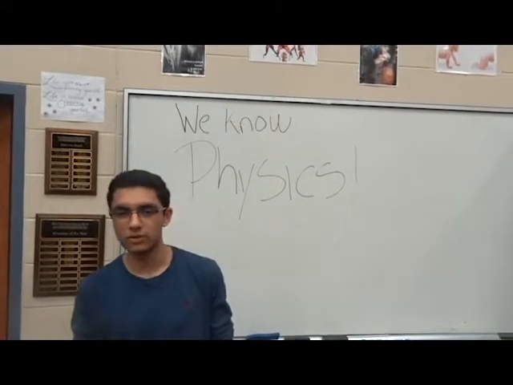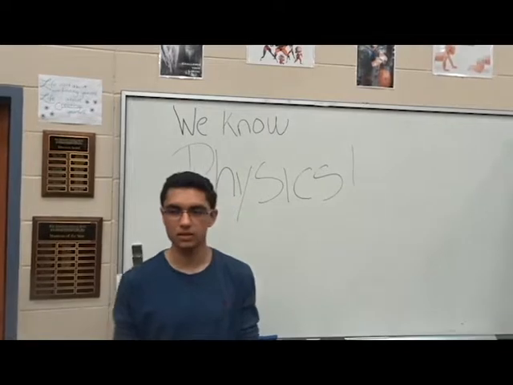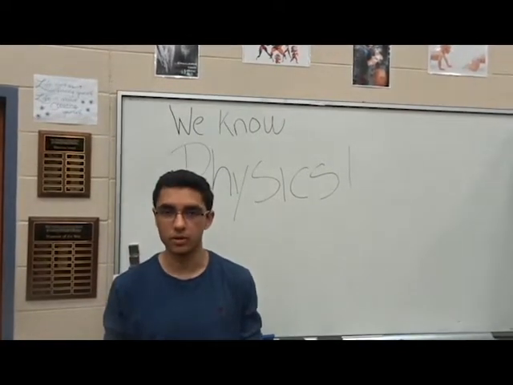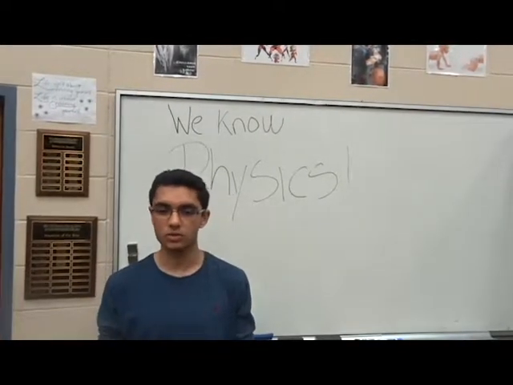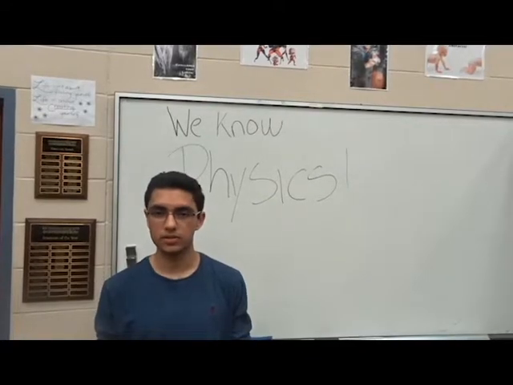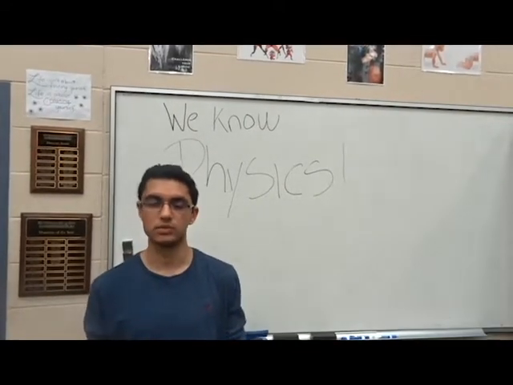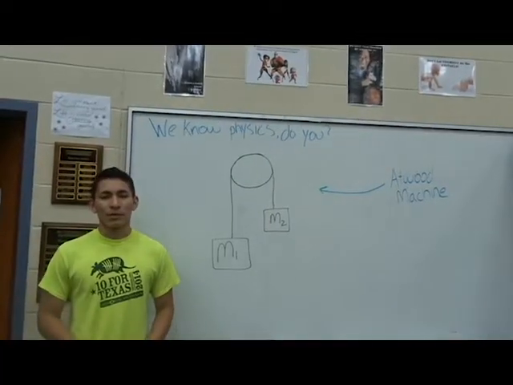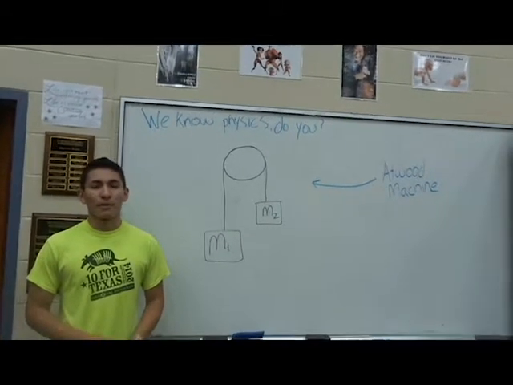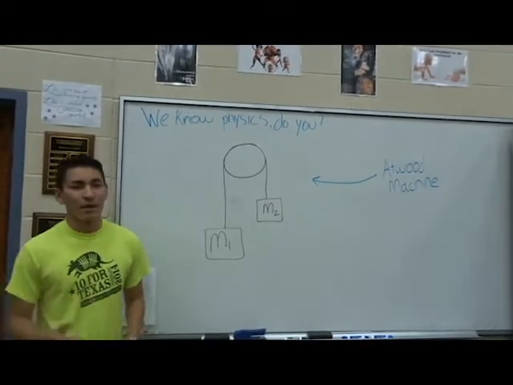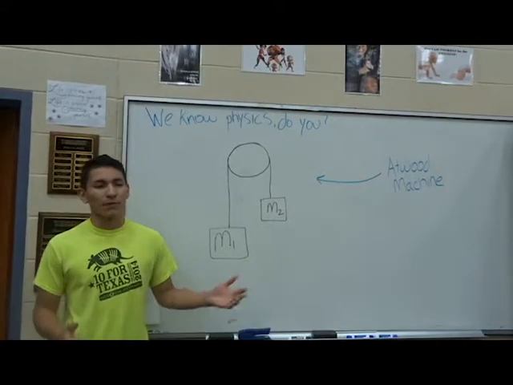Keys to solving Atwood machine problems are recognizing that the force transmitted by a string or rope, known as tension, is constant throughout the string, and choosing a consistent direction as positive. Atwood machines are typically prevalent in introductory physics courses. They are used to learn about Newton's first law.